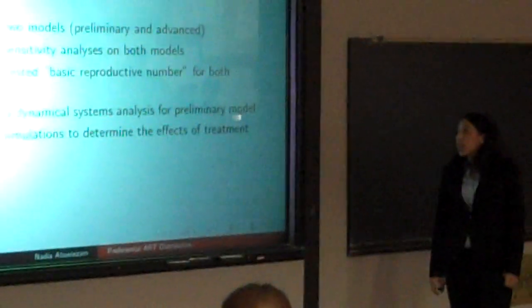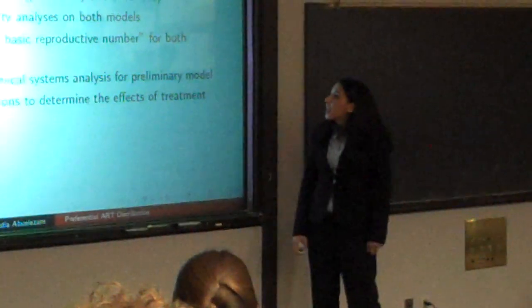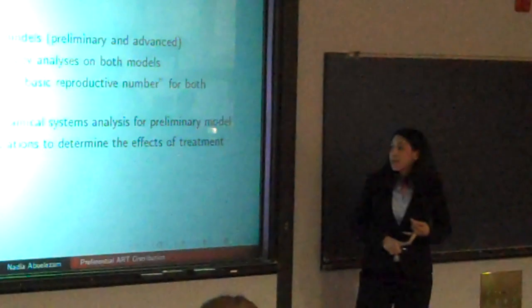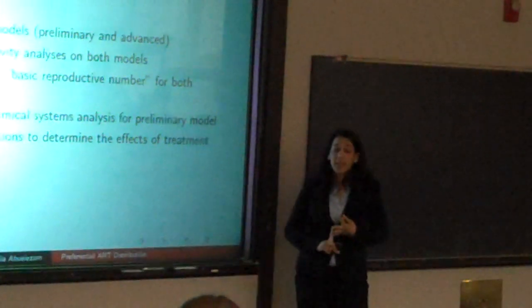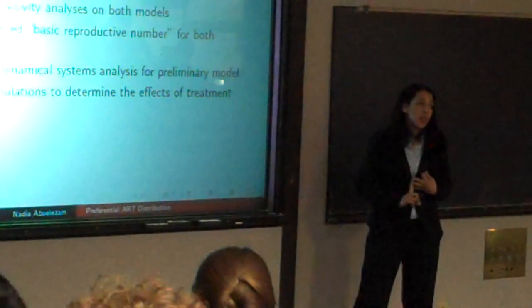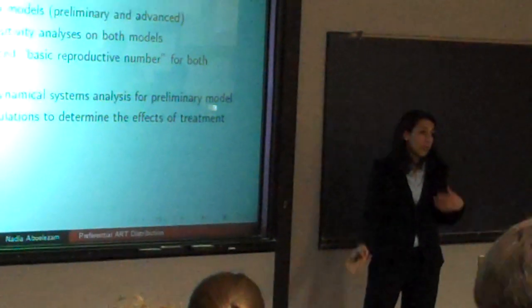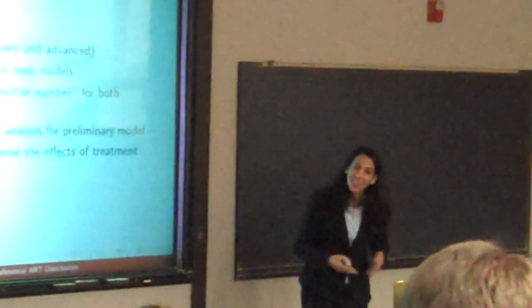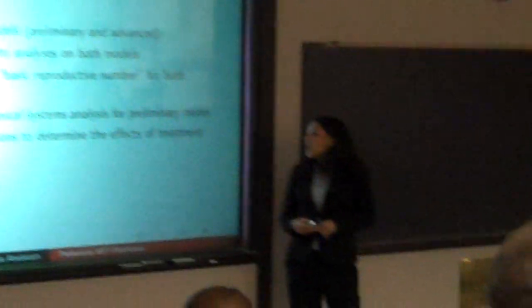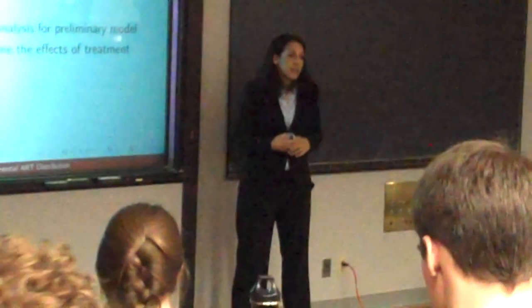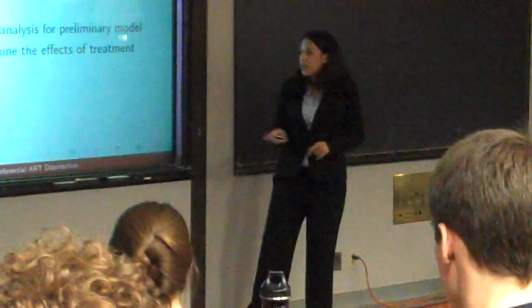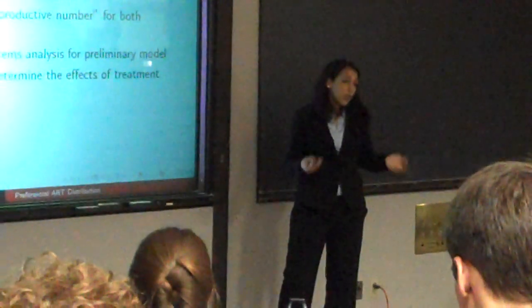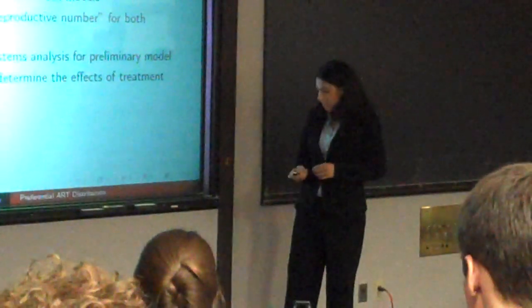My accomplishments were that I developed two models. One was a preliminary model and one was an advanced model. I was able to perform a sensitivity analysis on both of those models, basically to determine what parameter ranges were the most stable. I found and tested the basic reproductive number, which I'll talk about in a little bit, so don't fear if you don't know what that means. And I completed dynamical systems analysis for the preliminary model. The final thing I'll talk to you about today is the treatment simulations that I ran and the conclusions that I could draw from those treatment simulations.